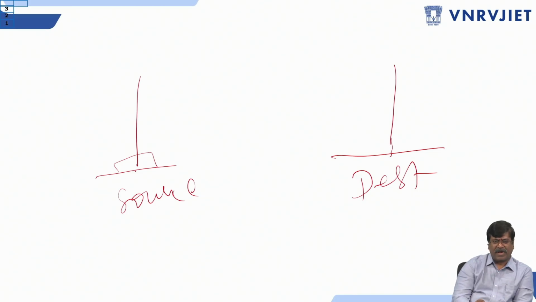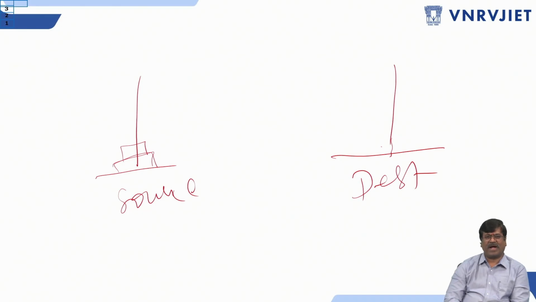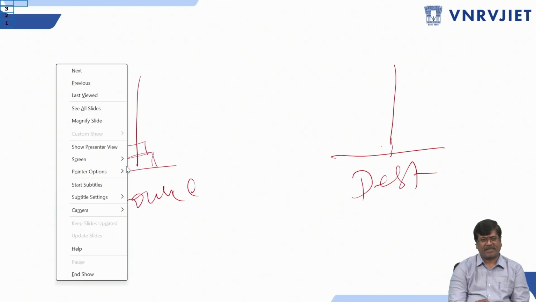Suppose I have only one disk, that disk will be directly moved from source to destination. There is no problem. Suppose I have two disks in the source. There is one condition: I can place disks on a needle in such a way that I can place only a small disk on a larger disk. That is the condition, right?